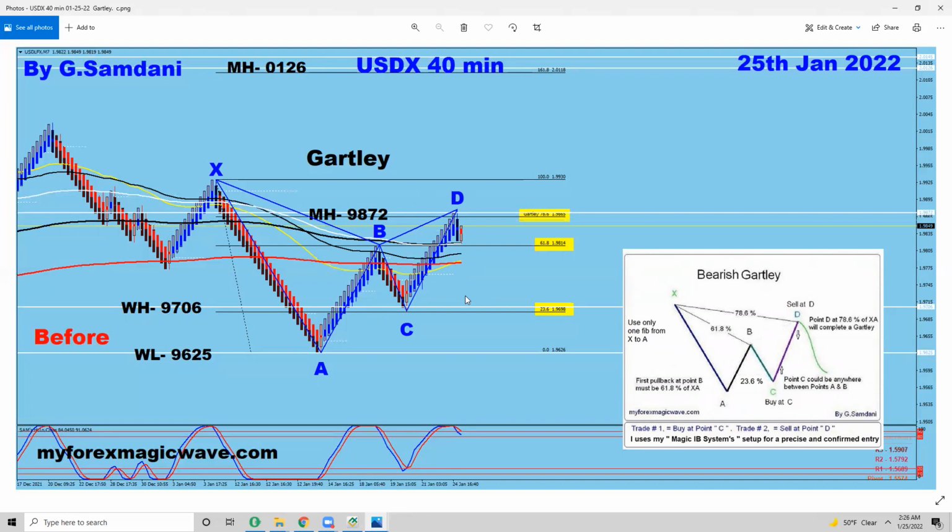People think that price is always just moving up and down. No, it is very, very calculated. You just have to find out what is happening, that's it, right? So this is how it is.